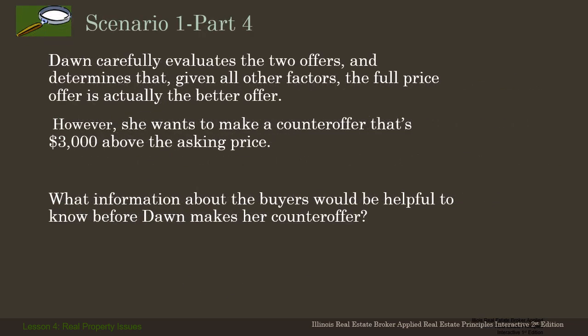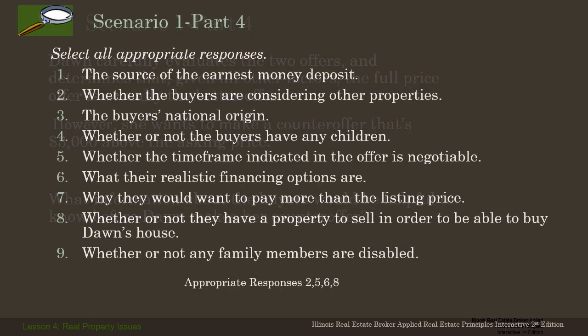So she looks at the 2 offers and all the different terms and conditions of them, and she thinks that the full price offer is the better offer, but she's going to make a counter offer on that and just negotiate on this one here, and she's going to make a counter offer that's $3,000 above the asking price. What information about the buyers might be helpful to know before Dawn makes her counteroffer of $3,000 above asking price? Well, probably 2, 5, 6, and 8.